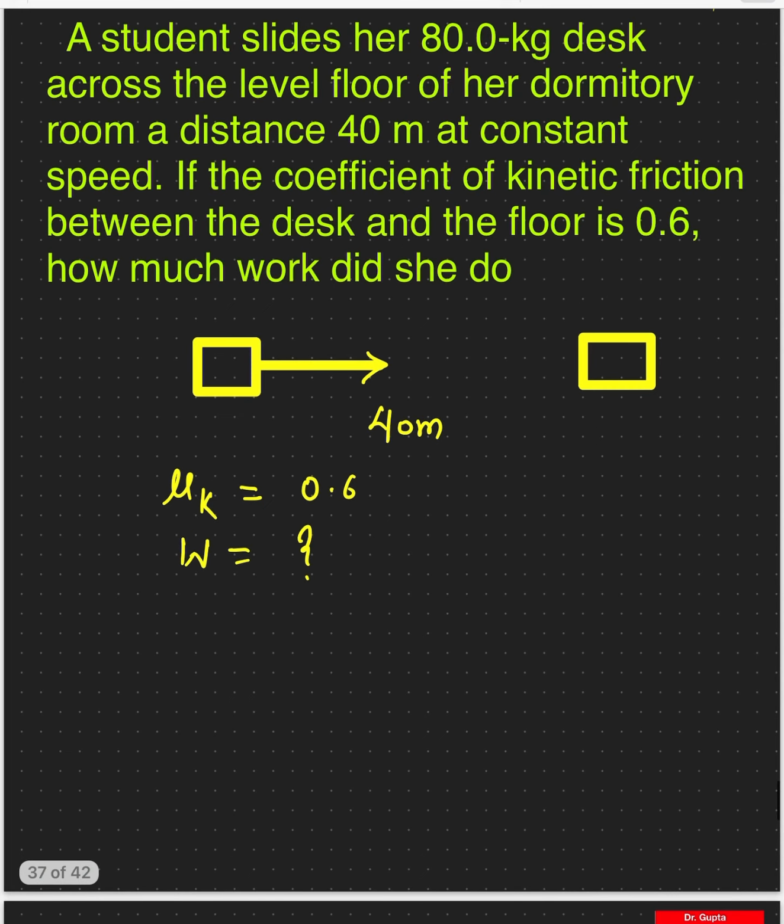So how do you calculate the amount of work done? The amount of work done is given by force times the distance. And in this case, the force will be in the opposite direction, and the distance will be in the forward direction, the displacement in fact. But how do we find out the magnitude of the force and the distance here?